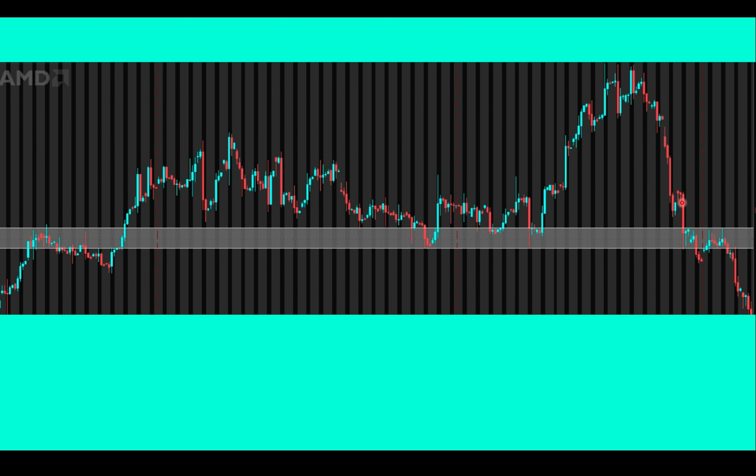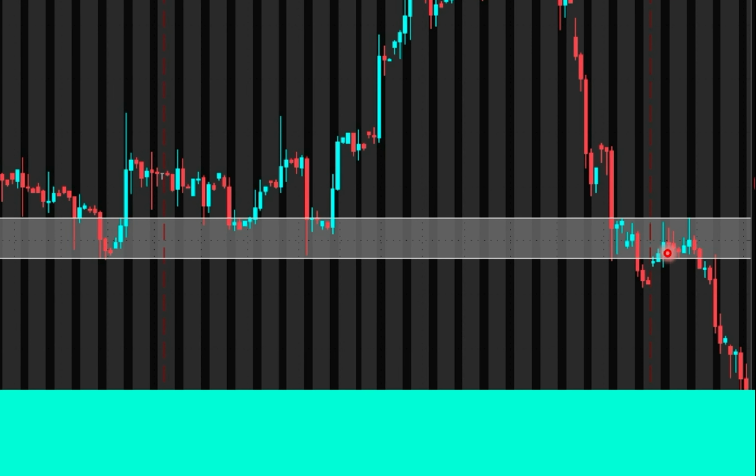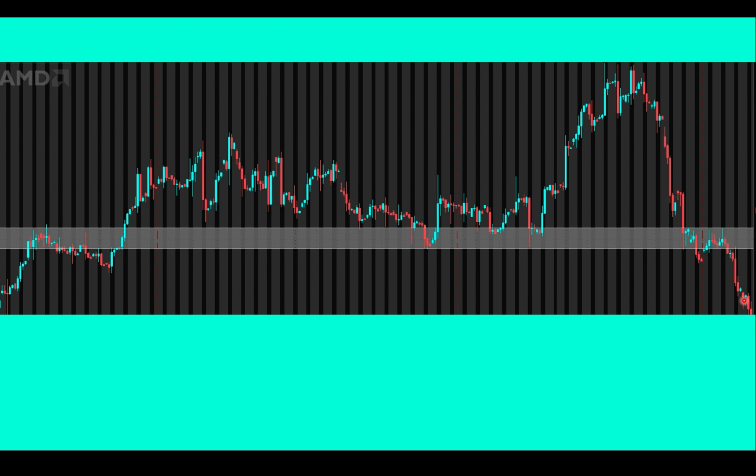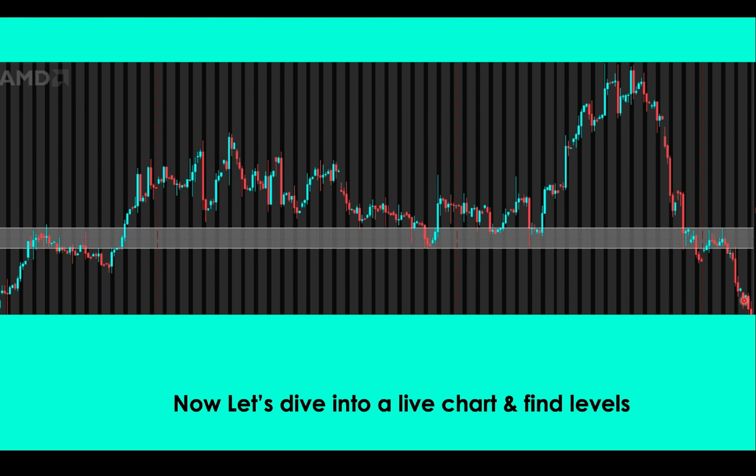Big break to the upside, and here we are, back in the range again, acting as a little bit of support. But ultimately, this one gets a break to the downside, and you can see it even retested that general range and breaks even more to the downside, for some bearish momentum. Same kind of general idea of support and resistance levels, except it covers a wider range. So now, let's dive into a live chart and find these levels specifically.